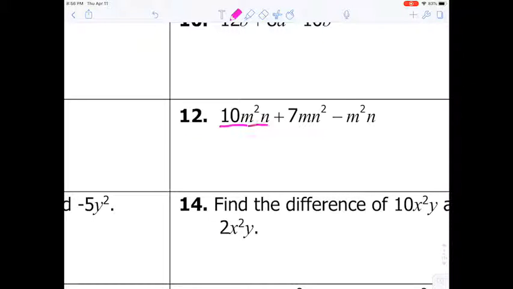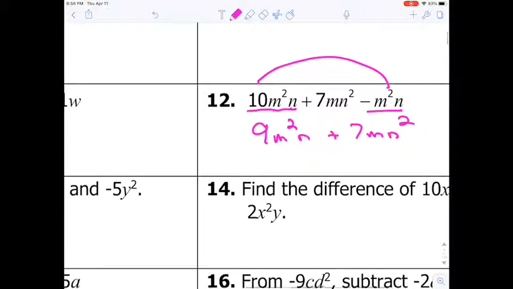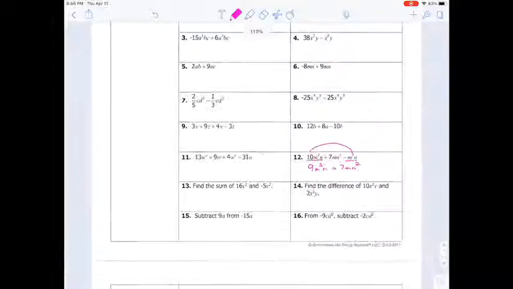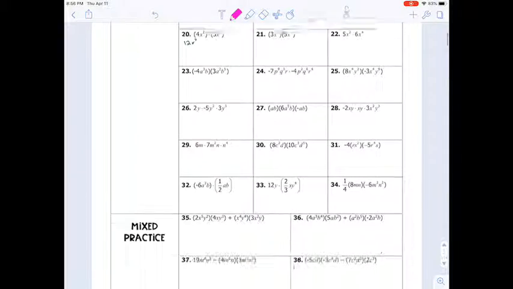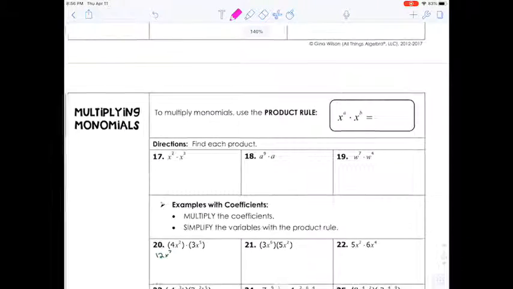So if you see, this one has m squared n. This one has m squared n. This is mn squared, which is a different term. So we're allowed to put the first and the third together. We go 10 minus 1. We get the 9. We get the m squared n. And then, voila. That's it. So you just put the ones together that are the same, okay? Should be pretty easy on the first page. Now, page 2 gets a little more complicated, okay?